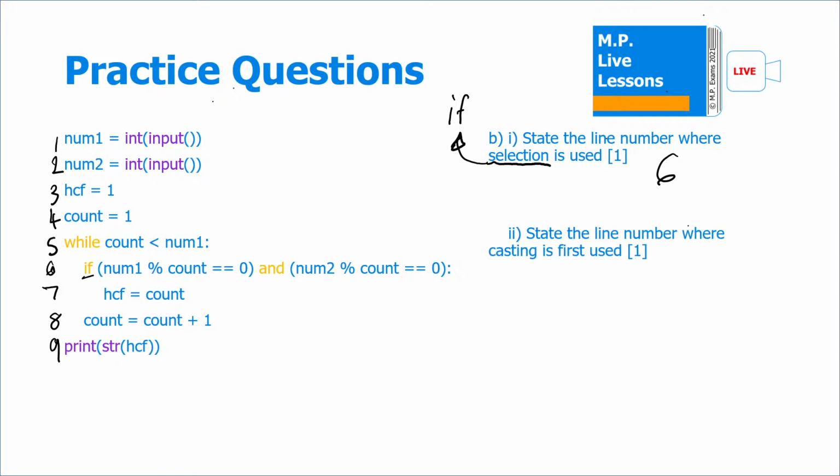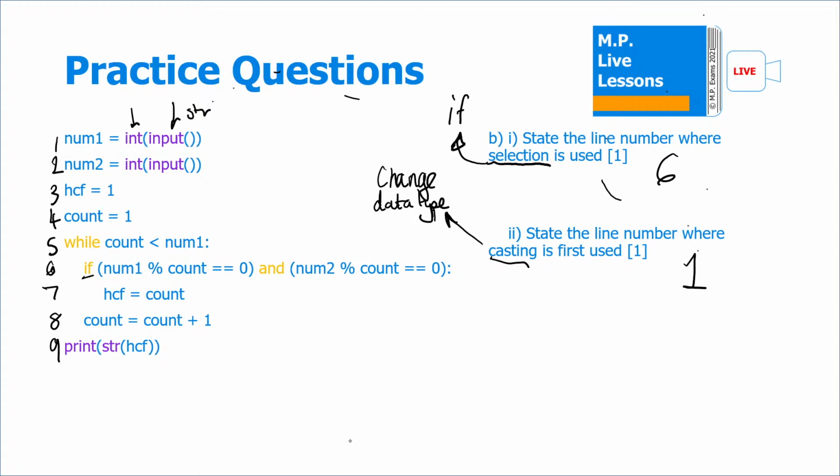Part 2 of B is state the line number where casting is first used. Casting is where we switch or change the data type. If we look through the program, it's actually on line 1. Because remember, input is a string, and then on the outside we have int, so we're changing from a string to an integer. That's changing the data type.